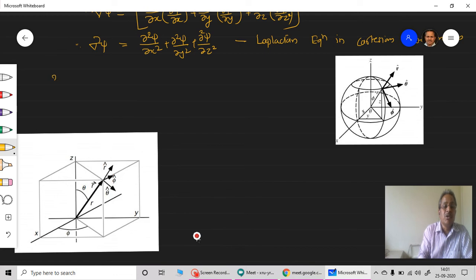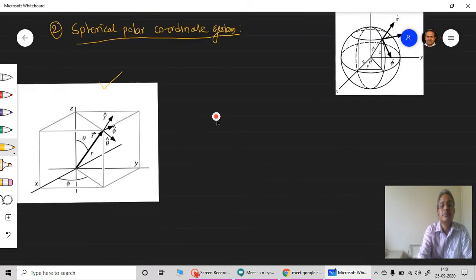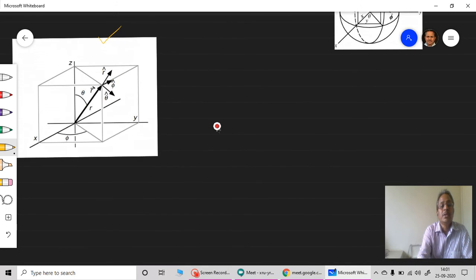The second spatial coordinate system is the spherical polar coordinate system. Spherical polar coordinate system, and the diagram drawn here is this. So you have to draw this diagram. Okay, so look at this.